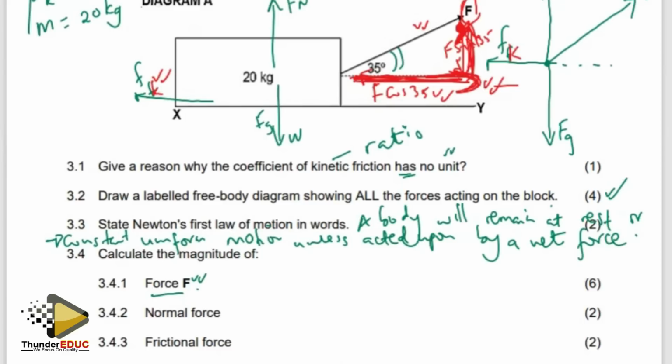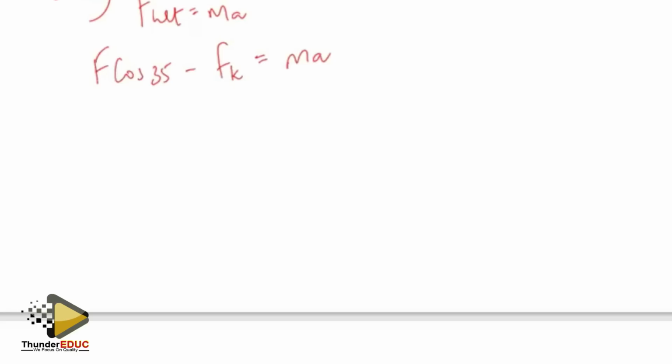Now let me do my substitution and see. So this is F cos of 35 minus, we know that the frictional force is given as mu k multiplied by the normal force. But we know that the normal force is given as the weight, which is mg. So I'm going to say mu k multiplied by mg should give us ma. Do we know the acceleration?